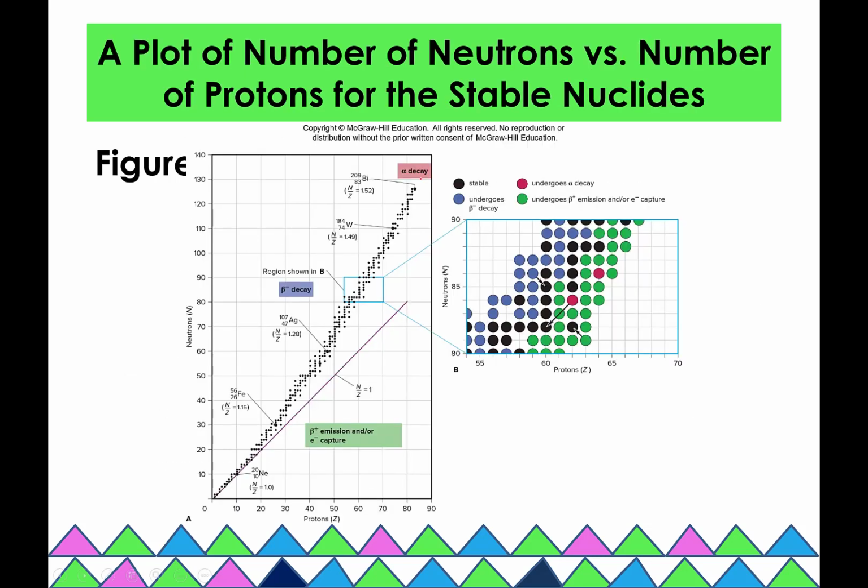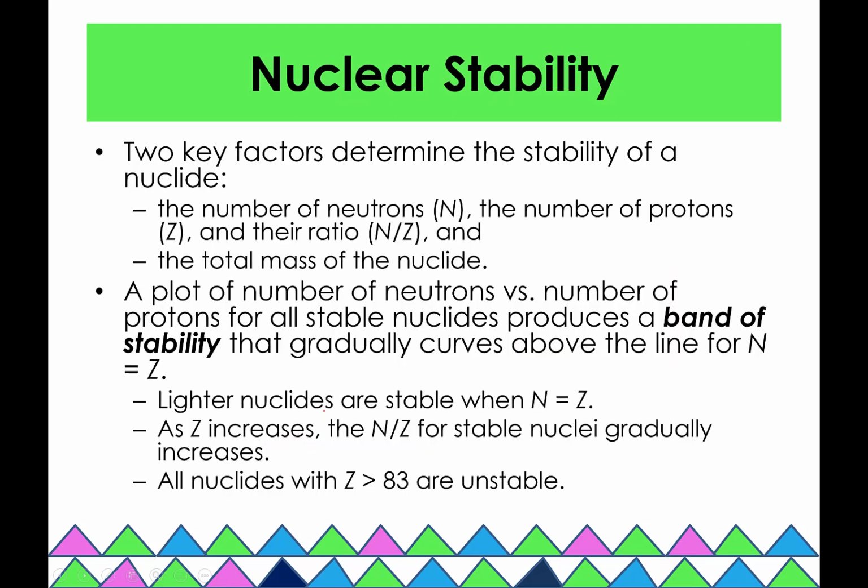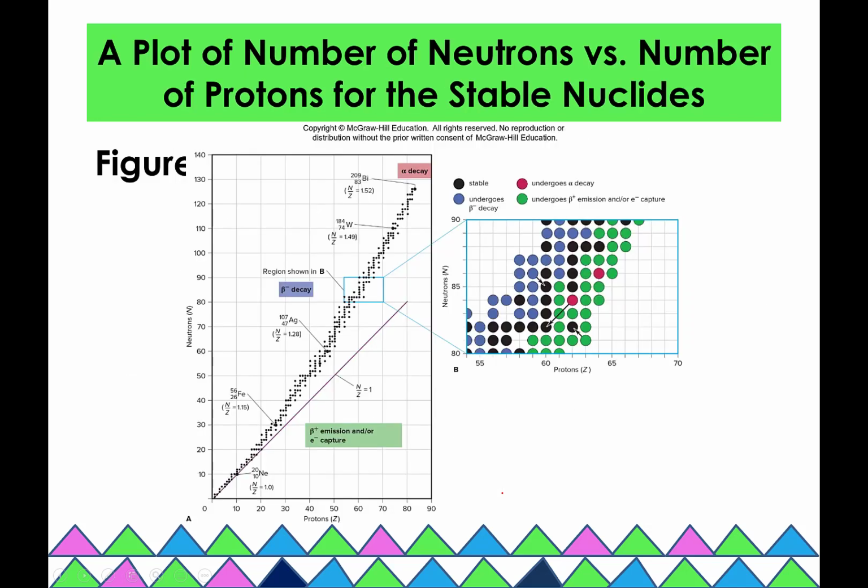So let's look at what that looks like. This is the band of stability. You can see on the x-axis, this is the number of protons. On the y-axis, this is the number of neutrons. And these are all of the stable nuclides. I just wanted to mention that lighter nuclides are stable when your number of neutrons is equal to your number of protons. But as your number of protons increases, the N/Z ratio for a stable nuclide gradually increases. Something else that's very important is that all nuclides with more than 83 protons are unstable.